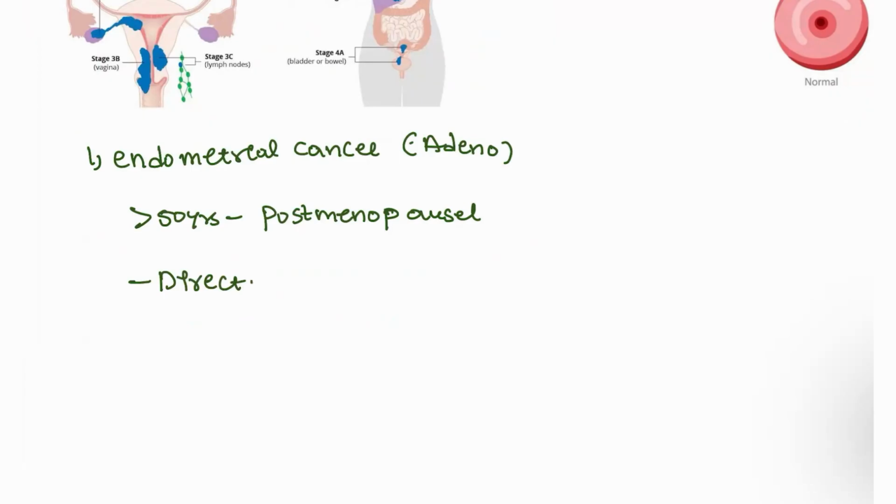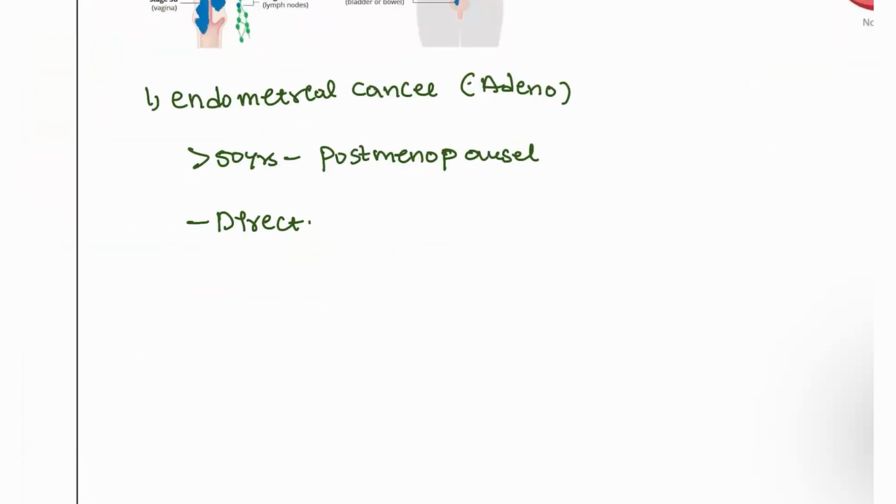The common complaint will be abnormal bleeding. So if you see the question, the most common cause for post-menopausal bleeding, then you have to choose polyp as per the India guidelines. Polyp is more common than endometrial cancer in India, whereas in developed countries you are going to see endometrial cancers.